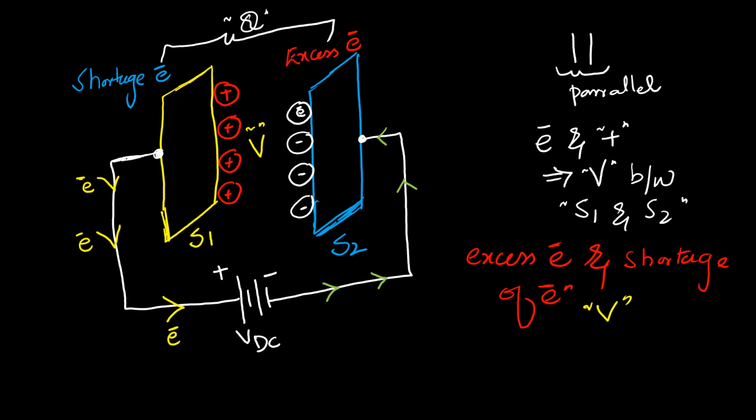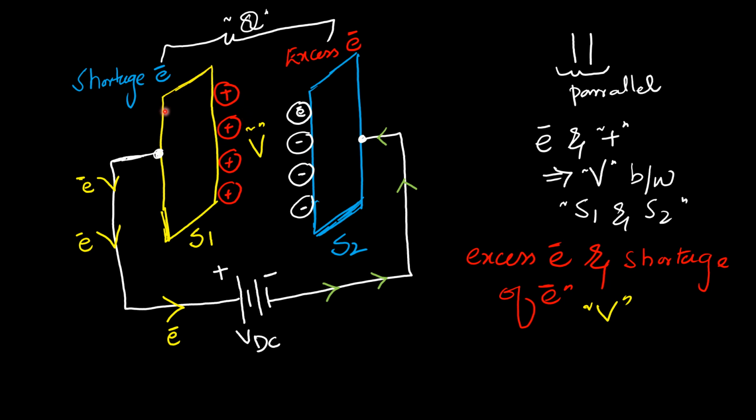So, dear students, if there is a greater shortage of electrons on one plate and a greater excess of electrons on the other plate, this means there will be a generation of a huge potential difference.